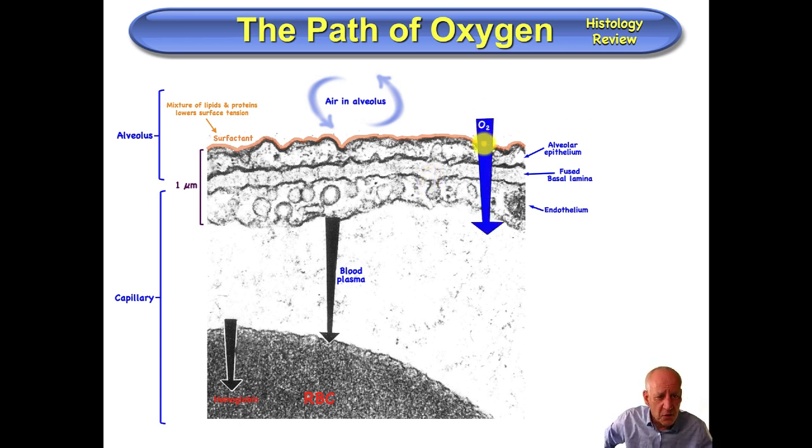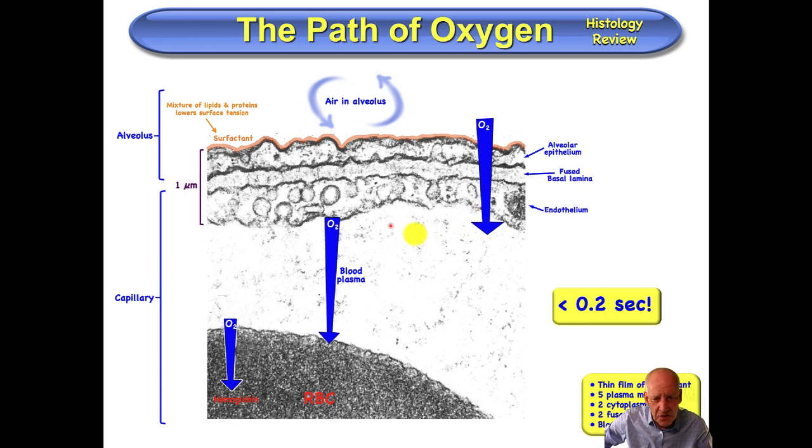Oxygen first diffuses across the very thin film of surfactant proteolipid. It then crosses the 2 membranes of the alveolar epithelium in series. It then traverses the basal lamina, and then crosses the 2 cell membranes of the capillary endothelium. Oxygen then diffuses through the blood plasma to cross the red blood cell membrane, where it binds to hemoglobin inside the cell. So to summarize, oxygen travels through a thin film of surfactant, 5 plasma membranes, 2 cytoplasms, a fused basal lamina, and the blood plasma. And this entire journey occurs in less than 200 milliseconds.